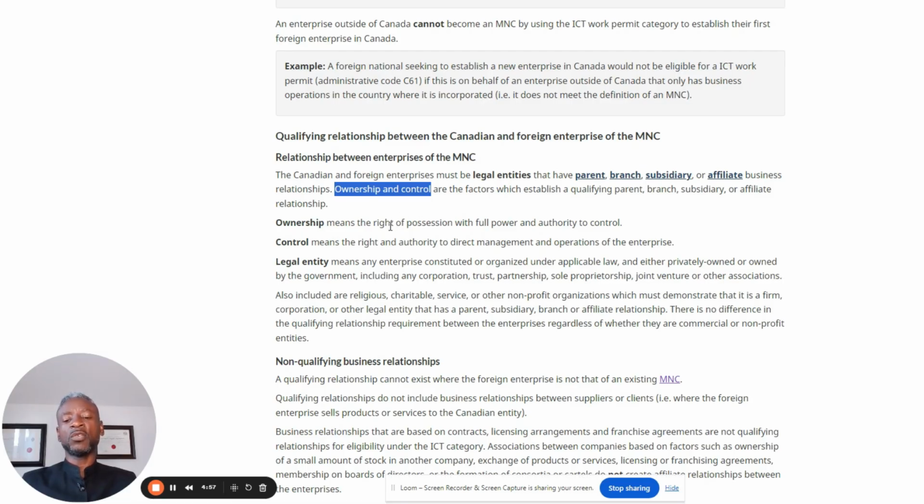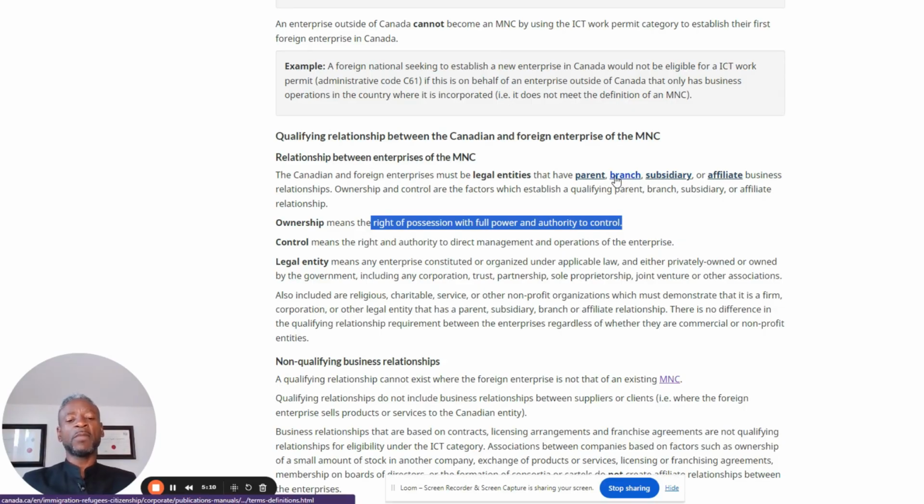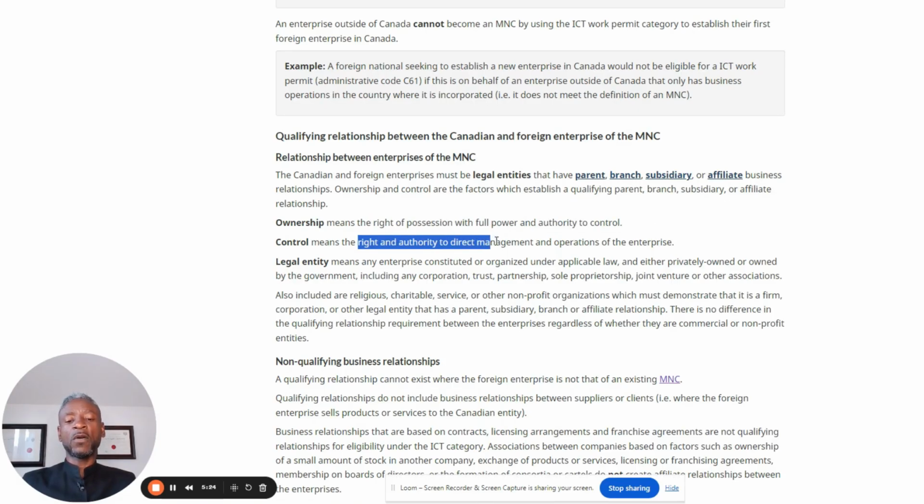And so ownership means the right of possession to full power and control and authority over the entity. Whoever has full power and control over the Canadian parent company should also be the same persons or entities who also have control over the branch in the US and the branch in India, in order for there to be a legal relationship. And control means the right or authority to direct or manage the business. Those are going to be critical elements when trying to determine whether or not there's a legal relationship, specifically for the purposes of applying for an intra-company transfer and a work permit under the ICT program.